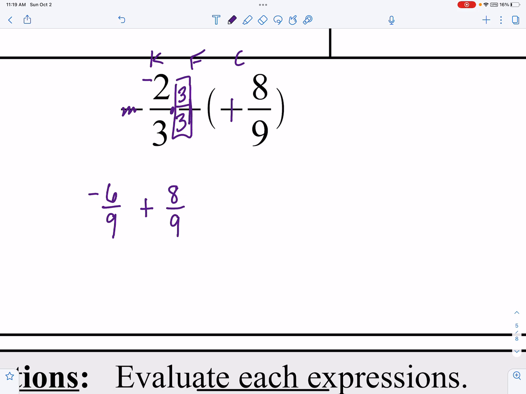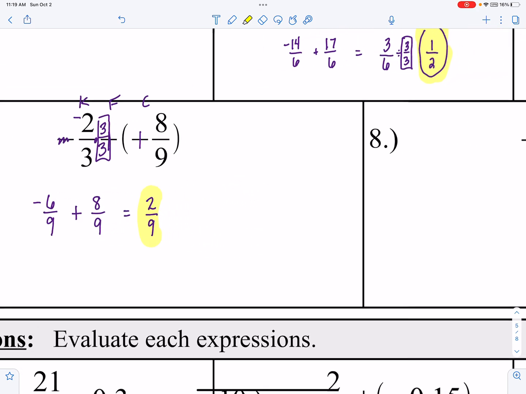All right, now I sing my song. Same signs, add and keep. Nope, don't have the same signs. Different signs, subtract. So I'm going to subtract 8 minus 6, and I get 2. Keep the sign of the bigger digit, which is the 8, the positive, and we end up with 2/9. Okay, all right, and we can't simplify that, so that is our final answer.